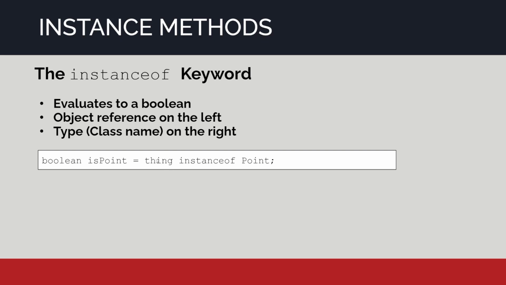So thing would be some sort of object that exists that's been passed in, then the instanceof keyword, and then you put a class name on the right. So this three-word expression will evaluate to true if the object named thing is an instance of Point. It will evaluate to false if thing is a string, an array, or anything else.